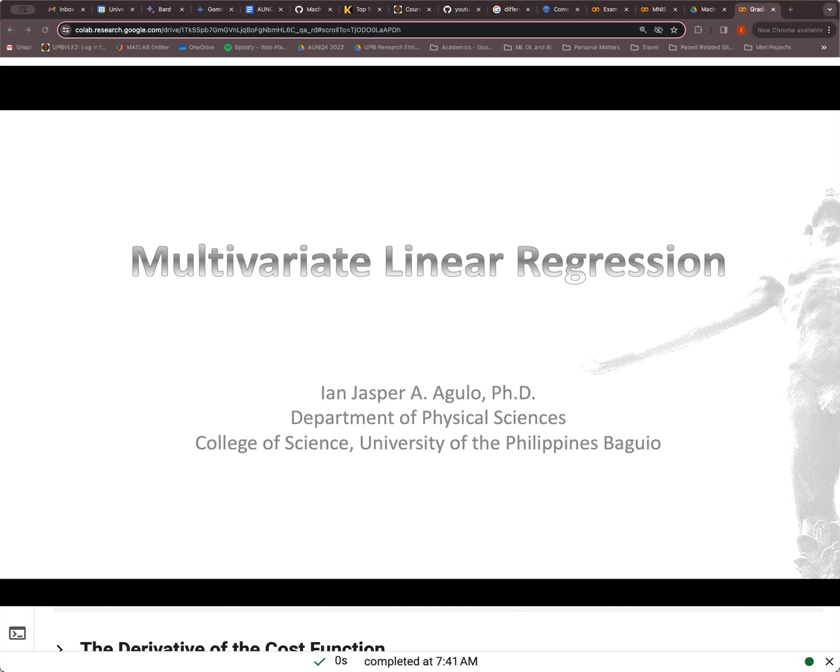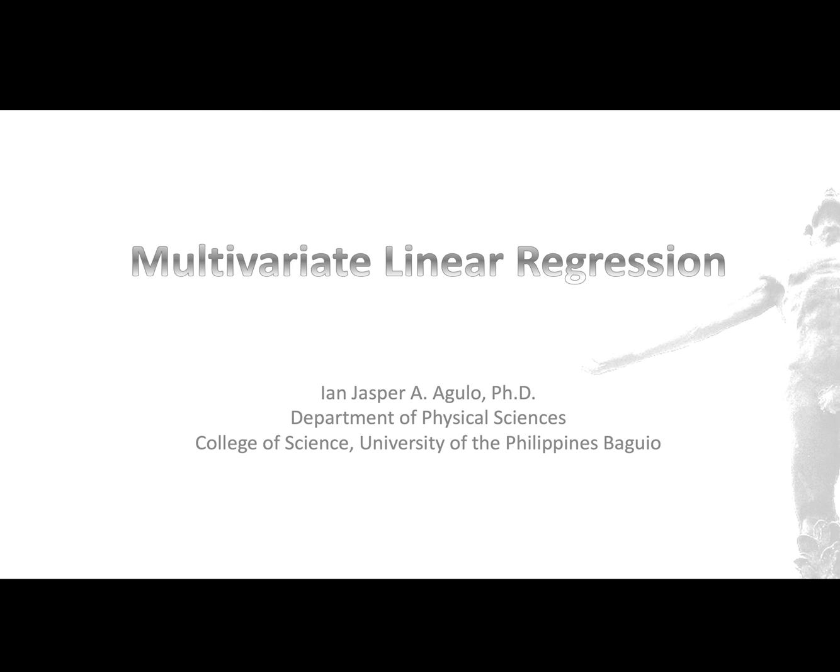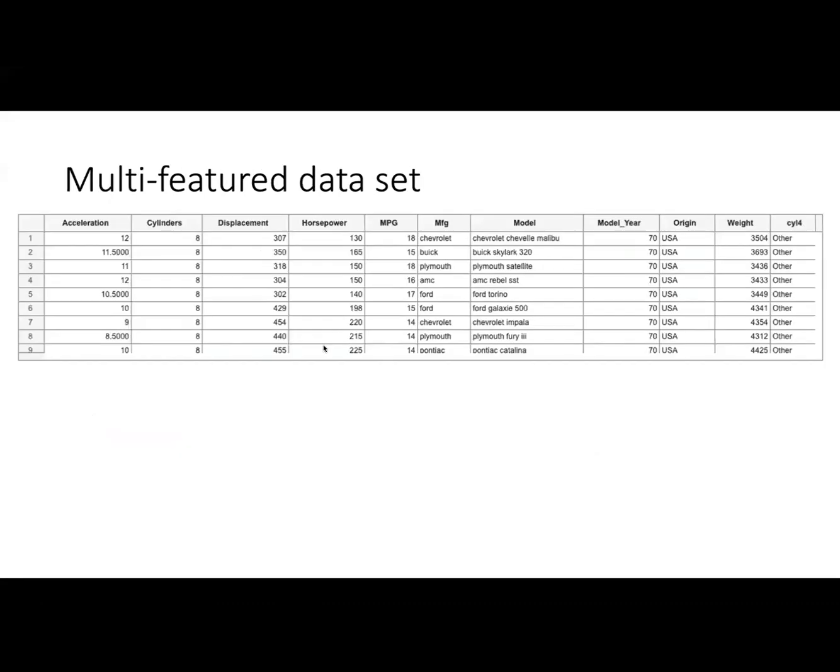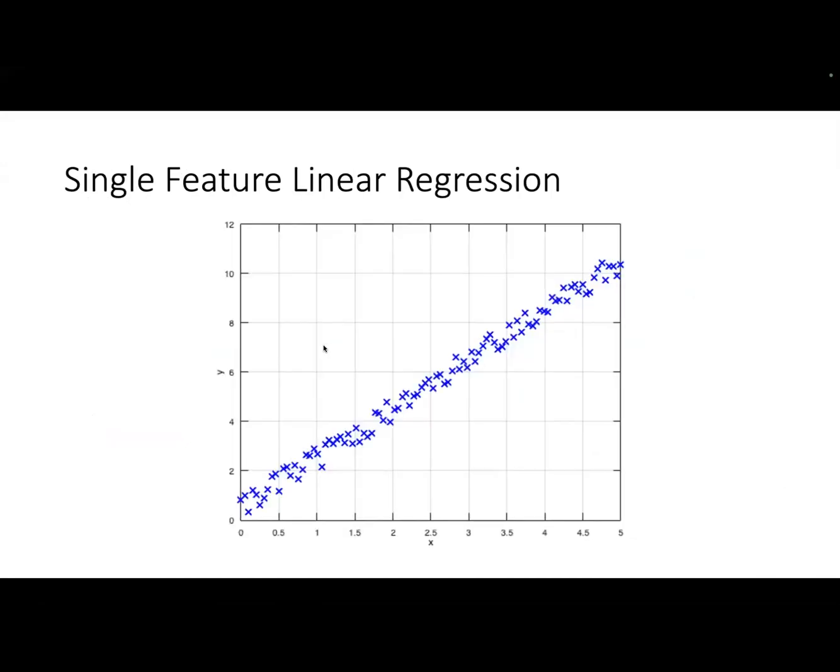Okay, now, ang gagawin natin this time is we're still going to do a linear regression, but instead of a single feature linear regression, we're going to do a multi-featured data set. Okay, so ito x versus y versus x, di ba? And we solve for theta naught and theta 1. Okay, so we solve actually for two features, theta naught at saka theta 1.